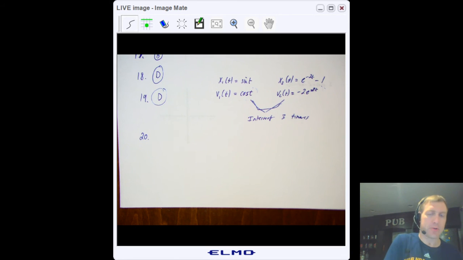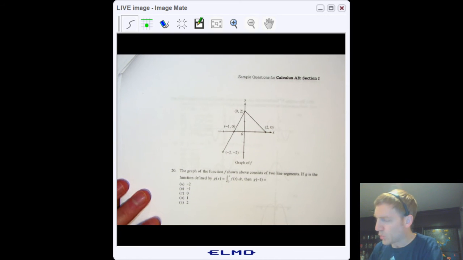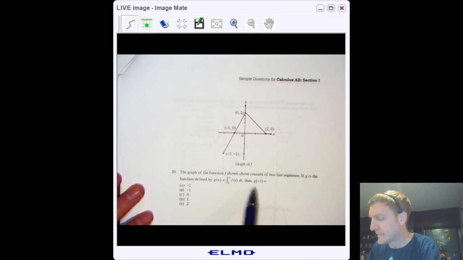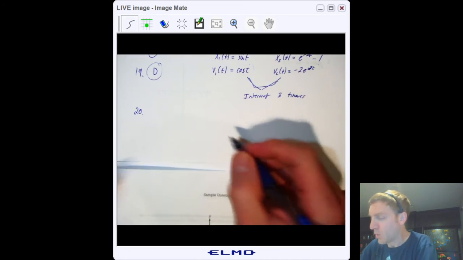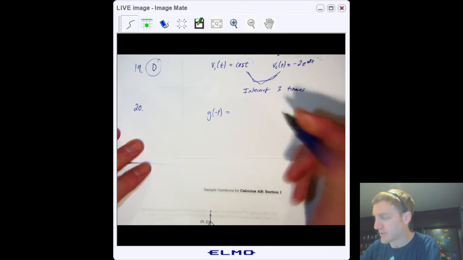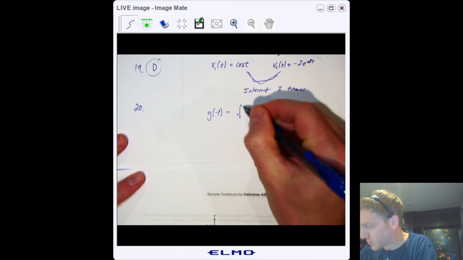it gives us a graph of f, and it defines g of x as the integral from 0 to x of f of t dt. It wants me to find g of negative 1. Okay, so hopefully you all wrote that out as an integral. Make sure you're writing this out. Don't try to do this in your head. Write it out so you know exactly what you're doing here.